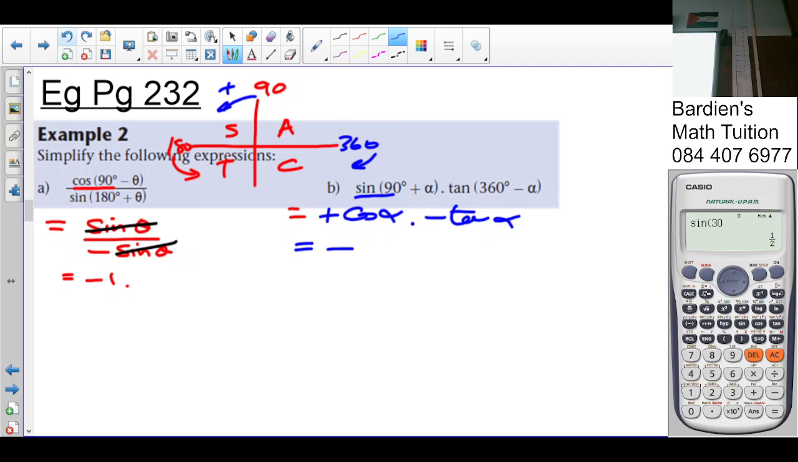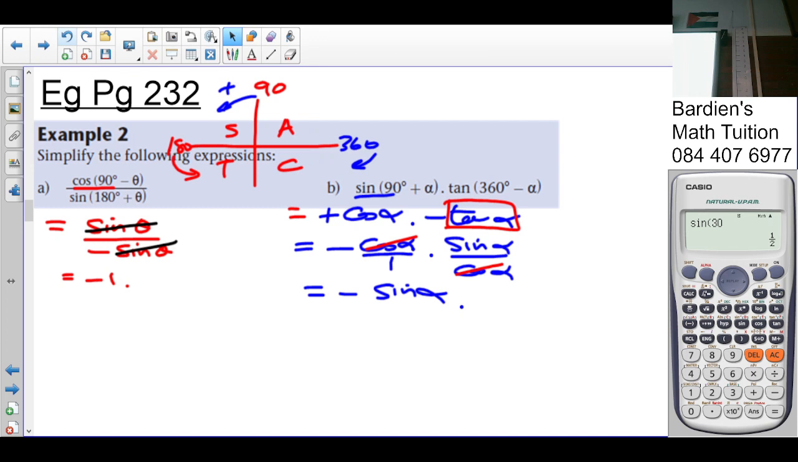So what can be done now? Tan can be written as? So cos alpha over 1 times sine alpha over cos alpha. Now what? Cos alpha cancels cos alpha. So it's negative sine alpha. Okay, any confusion there?